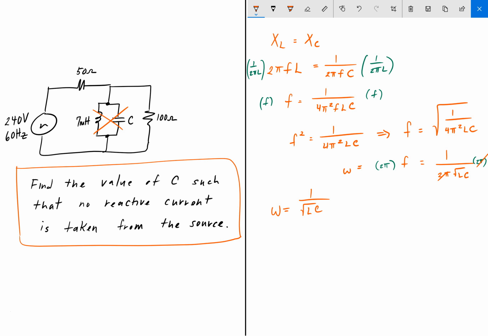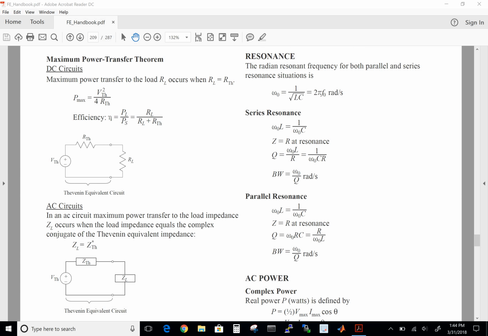And that is the exact same equation that you're going to find in the FE handbook. So here we are in the FE handbook. We have a resonance section, and the equation for resonance is given right there, 1 over the square root of L C, and that is for both series resonance and parallel resonance. So that's the equation we're going to use to solve this problem.